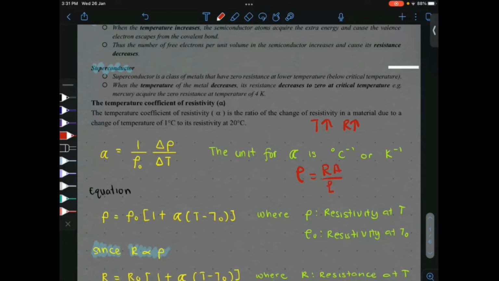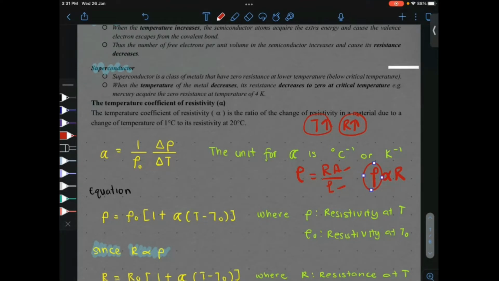Okay, if the area and the length is kept constant, resistivity is directly proportional to the resistance. So kalau resistance sesuatu material itu increase, resistivity dia pun ada tendency untuk increase. Okay, because they are directly proportional. So when your temperature increase, resistance increase, indirectly resistivity pun akan meningkat.